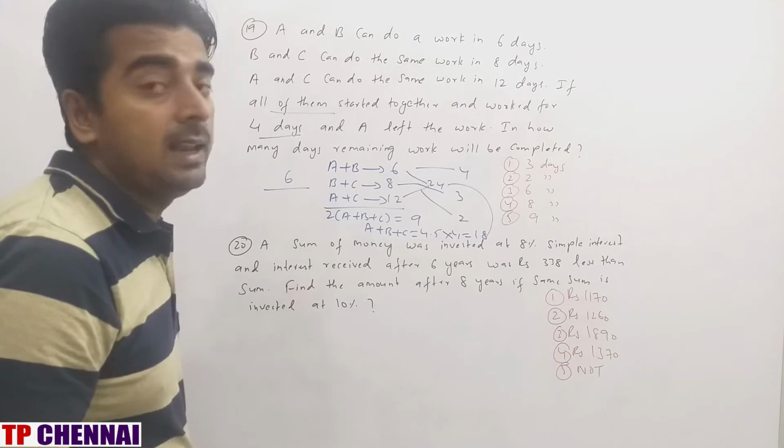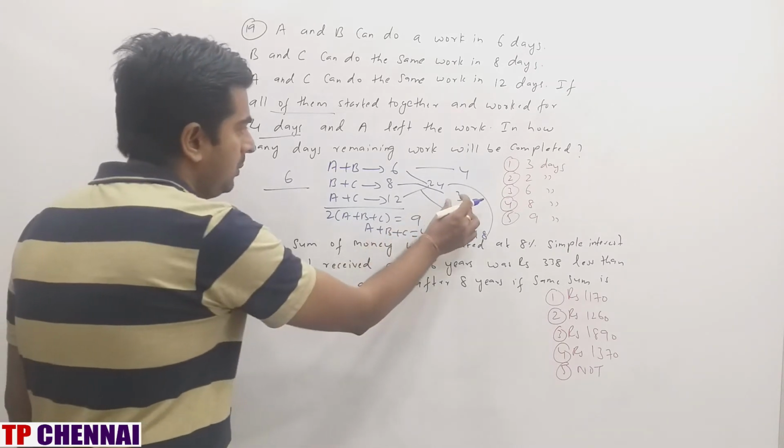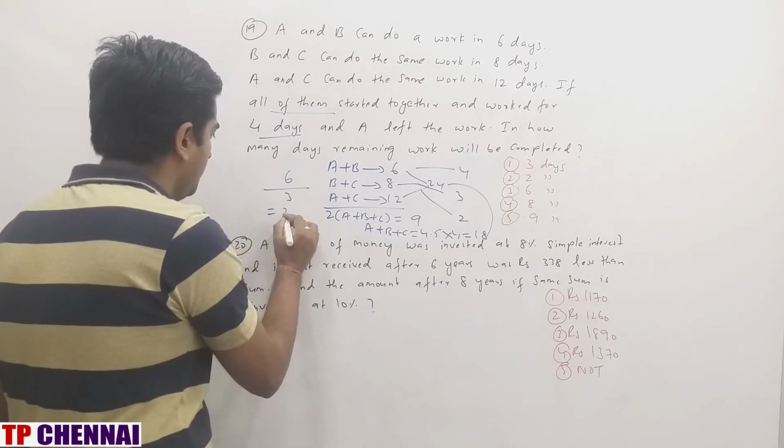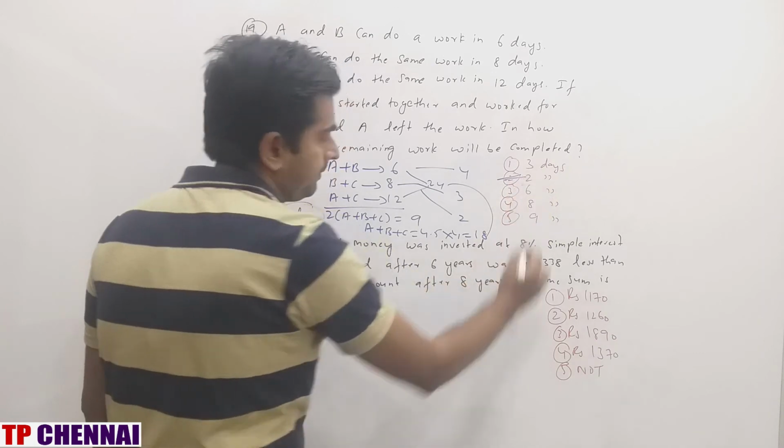Then they are saying that A left the work. So now B and C remain, and B and C efficiency is 3. So days will be 2 days, which is nothing but the second option.